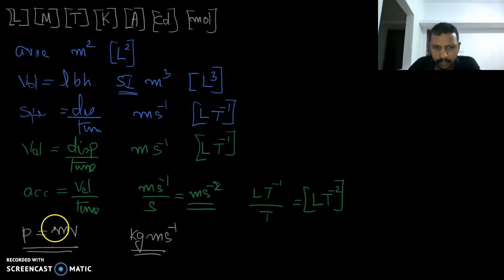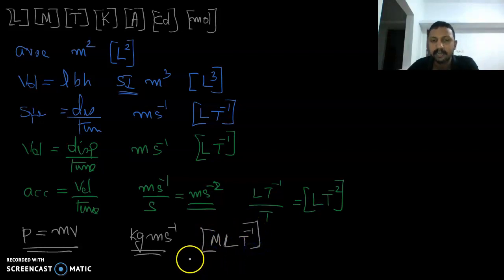For that, what is the dimensional formula of mass? The dimensional formula of mass is capital M. Then, what's the dimensional formula of velocity? The dimensional formula of velocity is LT raised to minus 1. Therefore, MLT raised to minus 1 is the dimensional formula of momentum.